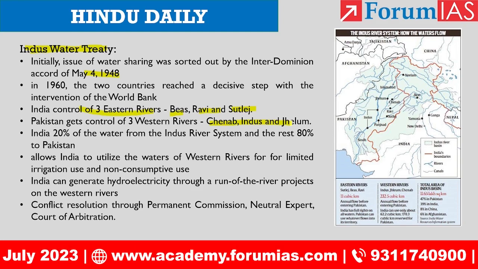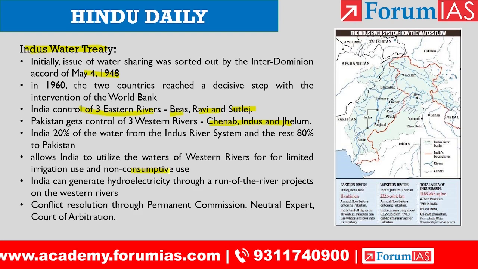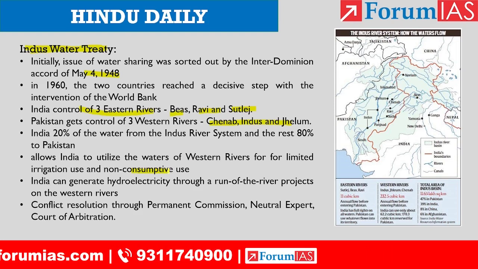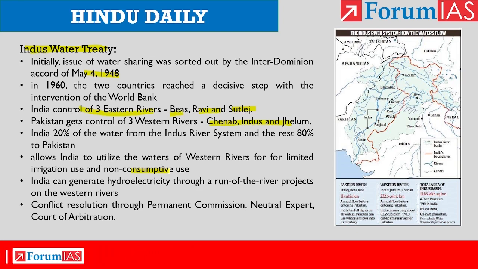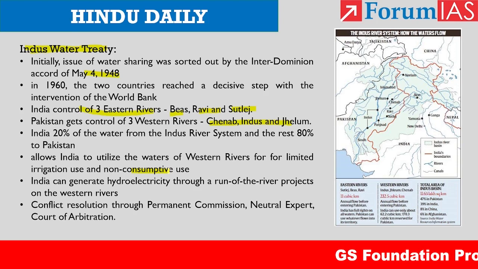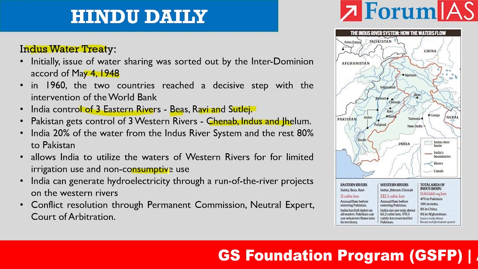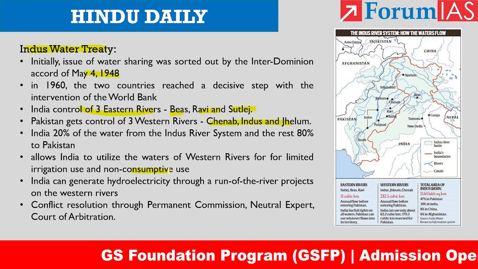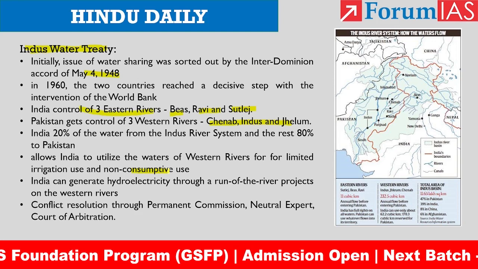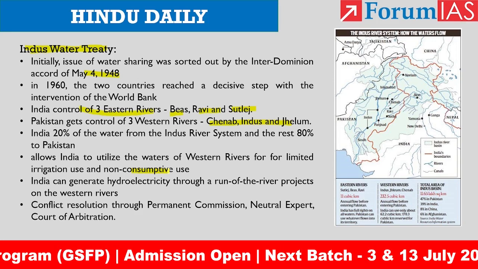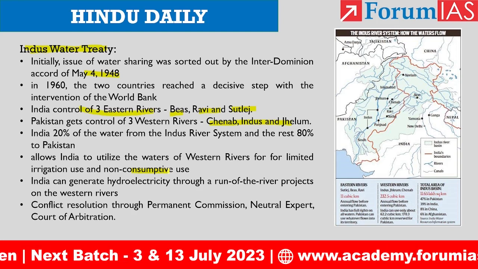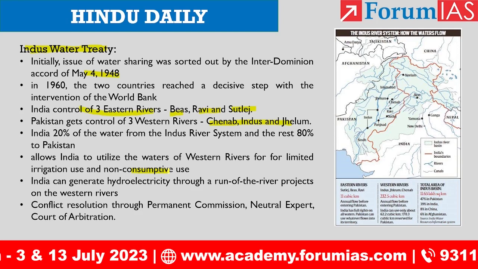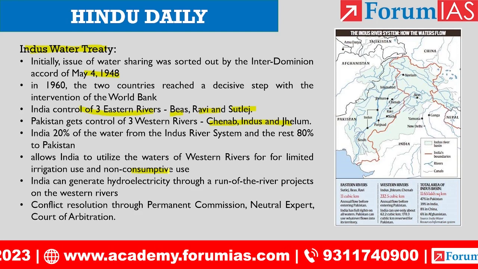Adding to that, the treaty allows India to utilize the water of western rivers for limited irrigation use and non-consumptive use such as applications over power generation, navigations, etc. Thus, India can generate hydroelectricity through a run-off river project on the western rivers, but it is subjected to specific criteria for design and operation. Further, Pakistan also has the right to raise concerns on the design of Indian hydroelectric projects on western rivers. And moreover, the treaty allowed India to have a minimum storage level on the western rivers, meaning it can store up to 3.75 million acre feet of water for conservation and flood storage purposes.